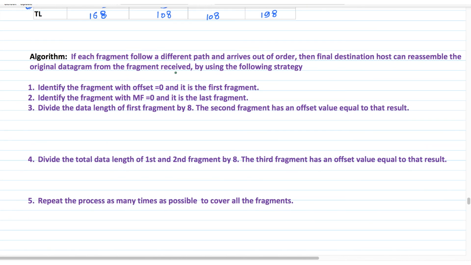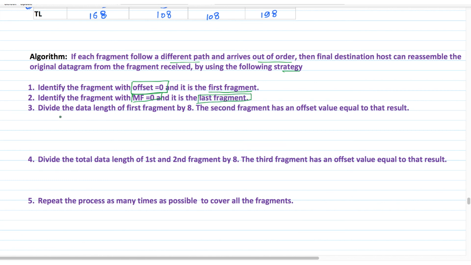If each fragment follows a different path and arrives out of order, then the final destination host can reassemble the original datagram from the fragments received by using the following strategy. Identify the fragment with offset 0, and this is the first fragment. As I mentioned, if the offset value is 0, it is the first fragment. Identify the fragment with MF 0. MF 0 means this is the last fragment. First and last we have identified.